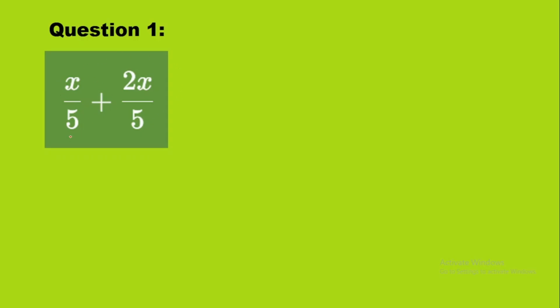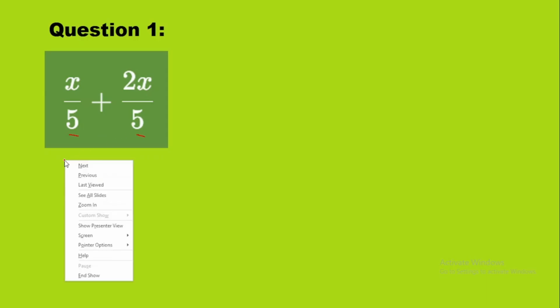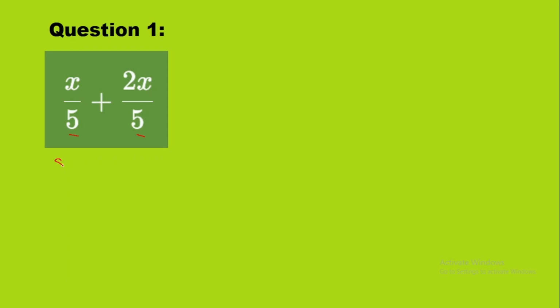We have x over 5 plus 2x over 5. Now if you realize, both fractions have the same denominator. Because they have the same denominator, all we will do is work with what is at the top. We're going to work at the top because both denominators are the same.